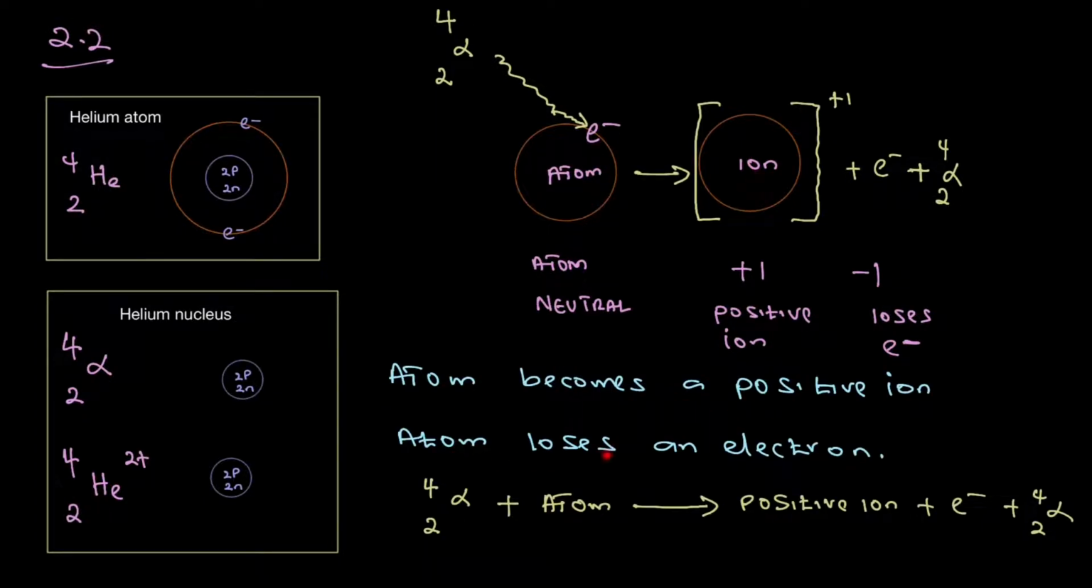The atom loses an electron. So this is the alpha particle plus the atom. This atom is neutral, with the same number of protons and electrons. When it is struck by an alpha particle, the alpha particle will kick off 1 electron, and then the atom will become a positive ion. That's the positive ion. Okay, from the selection: a neutron in the atom becomes a proton? No. The atom becomes a positive ion? Yes, the atom becomes a positive ion, which is that one.